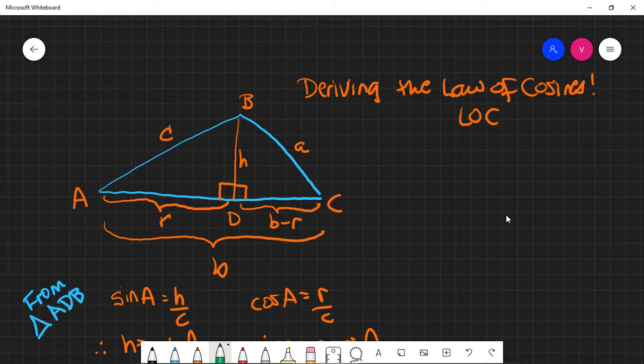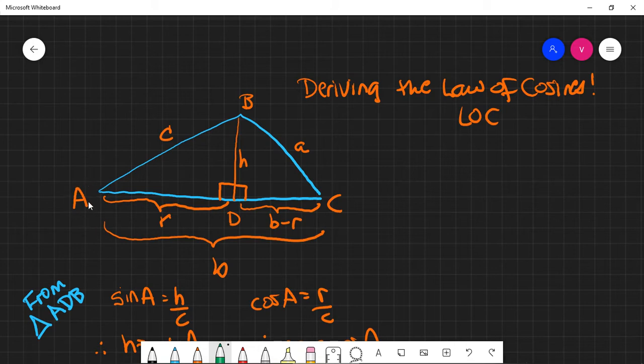You will not have to know this for the test, but it's good for you to know where this comes from. So again, this is for non-right triangles. We are going to take a triangle over here, which is non-right, the ABC, the bigger triangle. And we're doing the same trick like we did with the law of sines. We are going to take the altitude and split it into two right triangles, one on the left, one on the right.